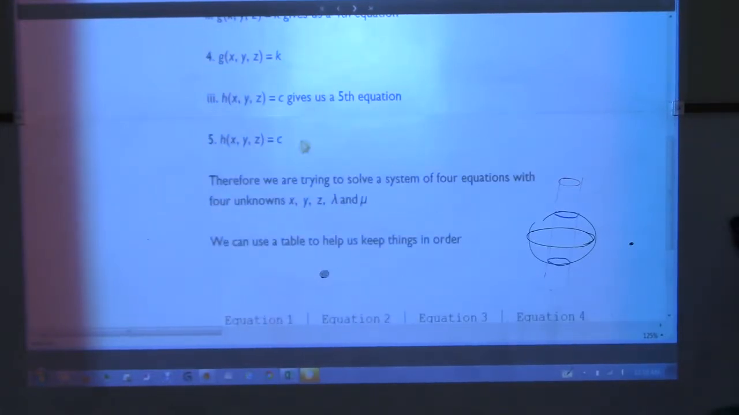Oops, this is wrong. Therefore, we are trying to solve a system. This should say what here? 5 equations.